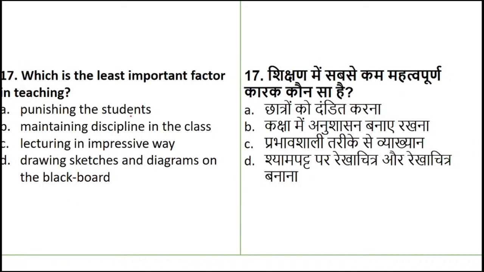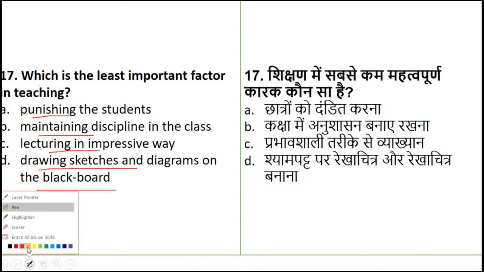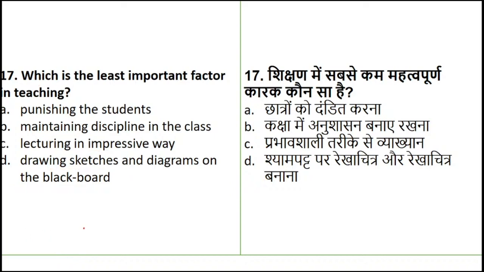Fine. Now question number 17: which is the least important factor in teaching? All the factors are there in teaching, but from the options given, which is the least? Punishing the students, maintaining discipline, lecture in an impressive way, or drawing sketches and diagrams on the blackboard. Out of all this, which one comes at the bottom rank? Very easy. You know very well, we have been studying this since long, so you should be aware of this very practically.